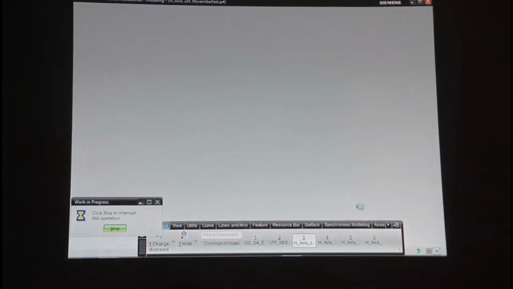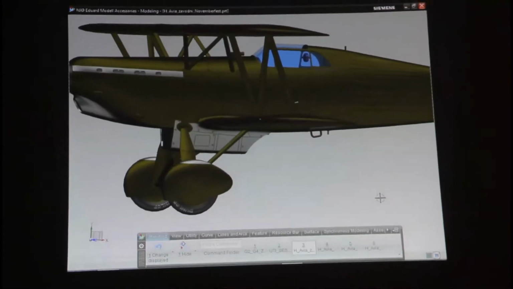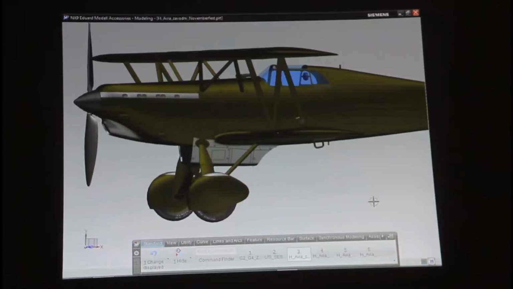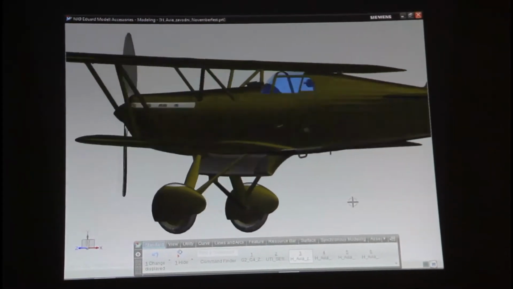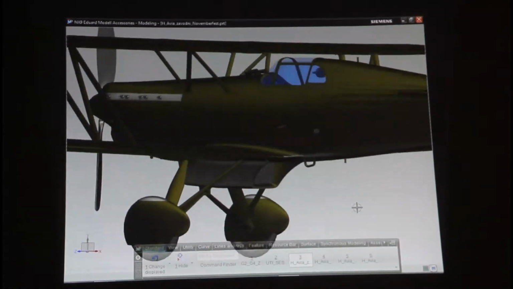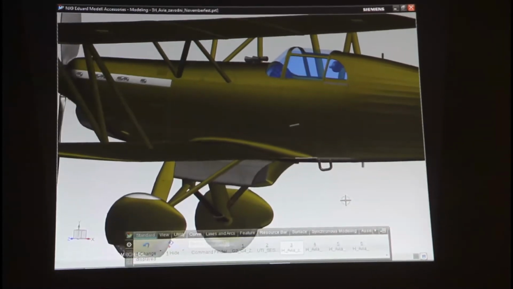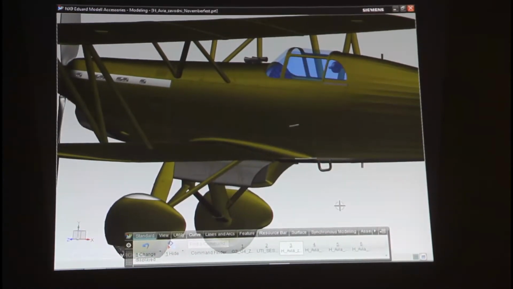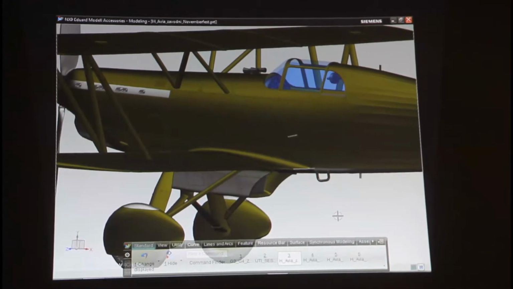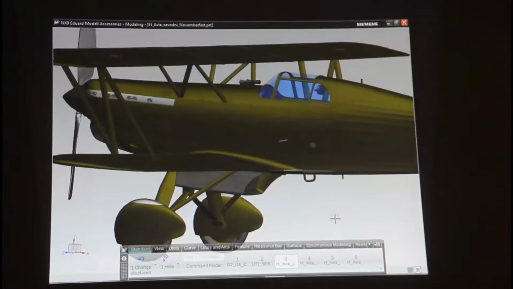And the last version is the racer, without guns. It was flown by famous Czechoslovak pilots during the international race in Switzerland in 1937, I think.